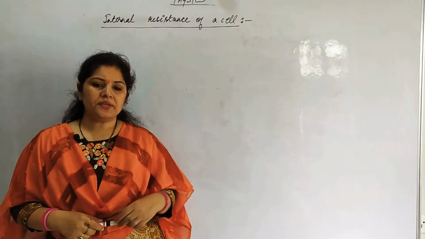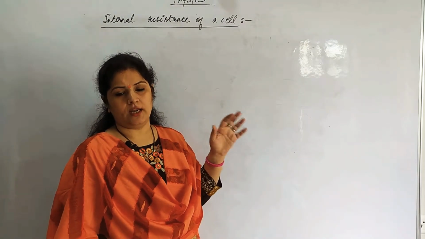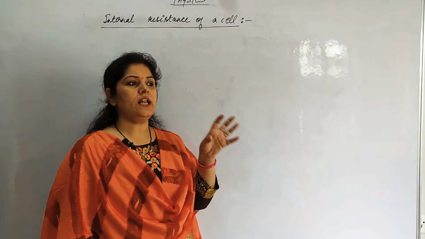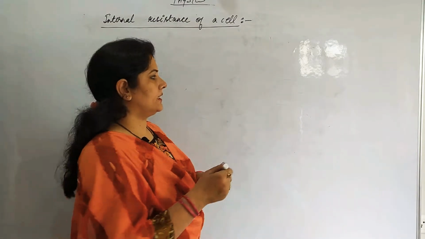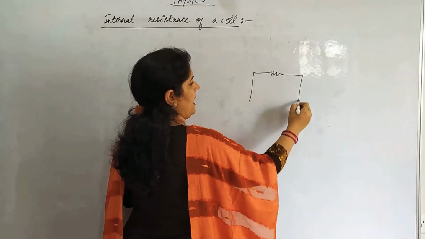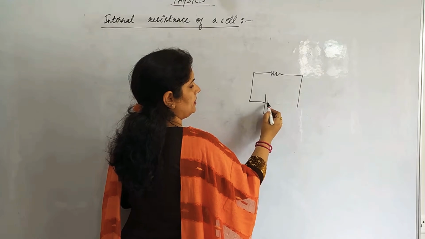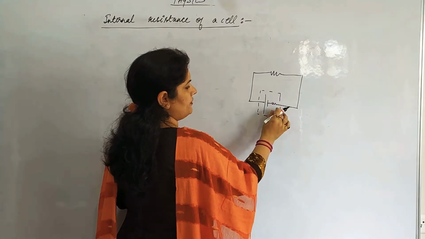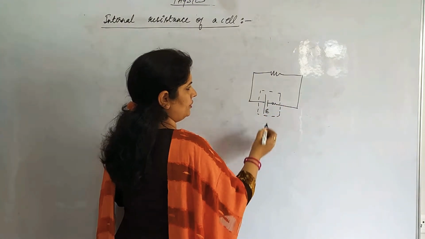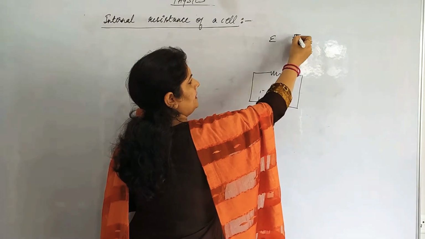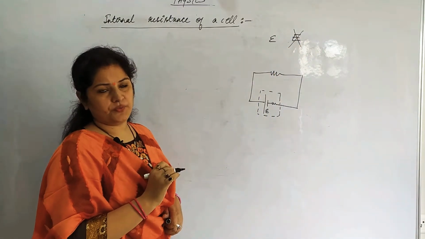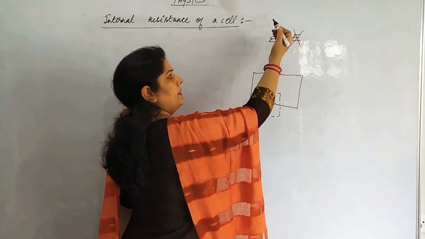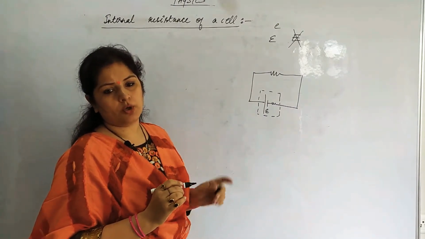Now we are going to discuss the internal resistance of the cell. For any cell which is the source, we'll discuss the source later, for any cell which gives current in a circuit, say this is a circuit and we have connected it to a cell. This source of EMF is denoted by small e, and not capital E. Capital E represents the electric field. If you make e, then it denotes that we are talking about the EMF of a cell.